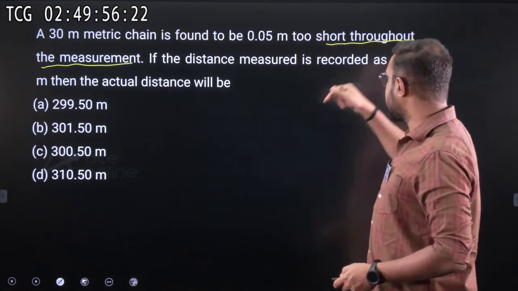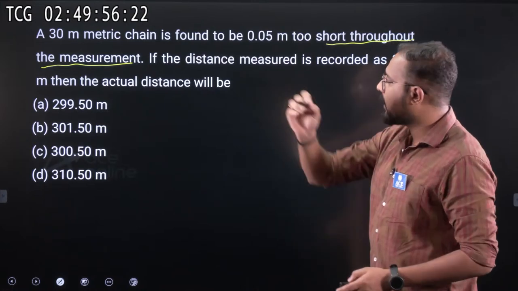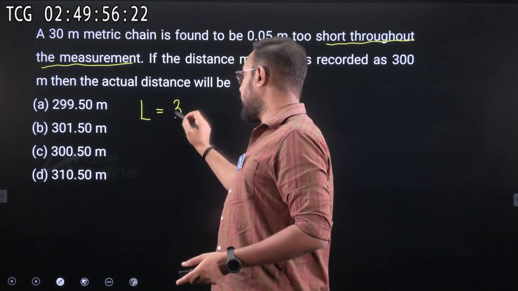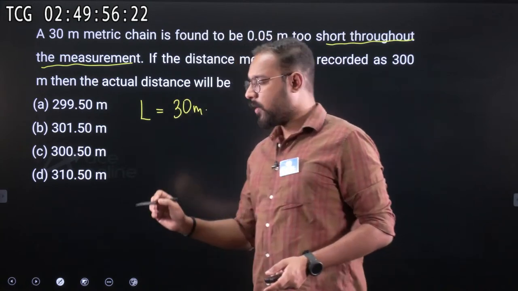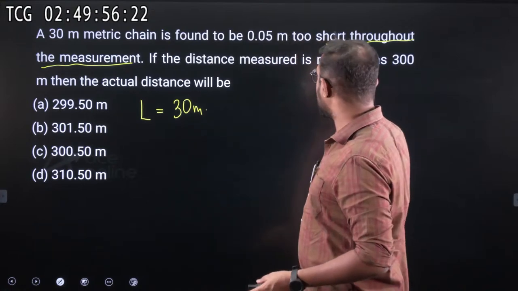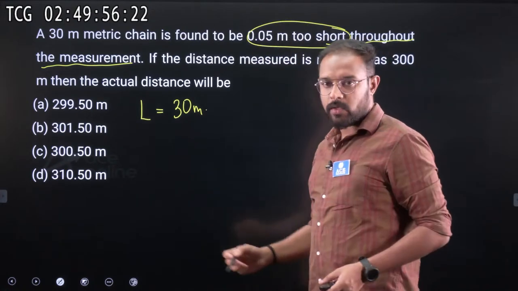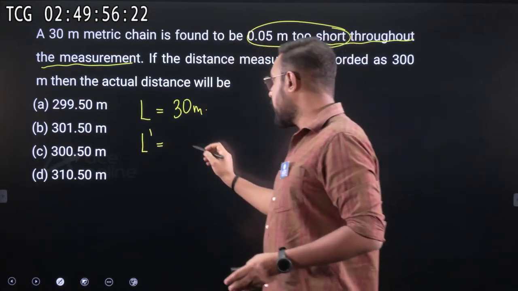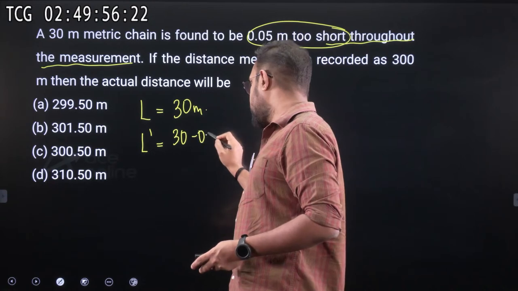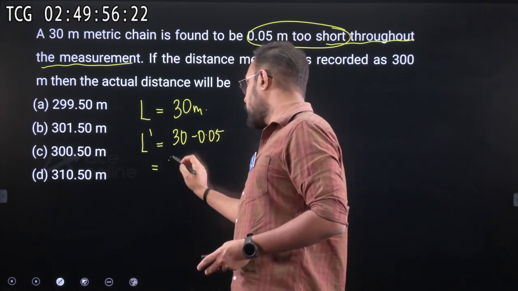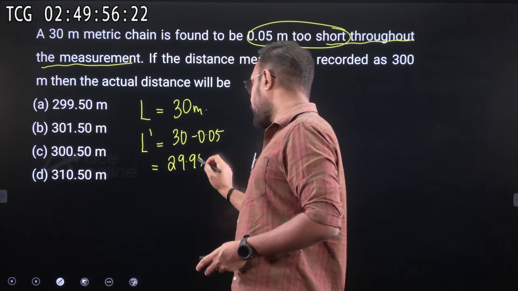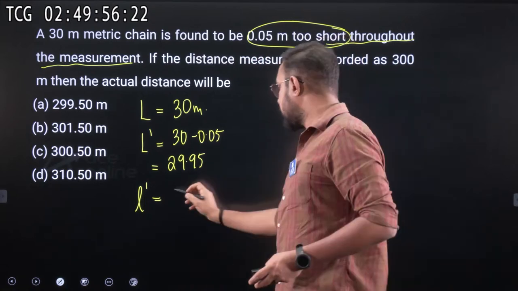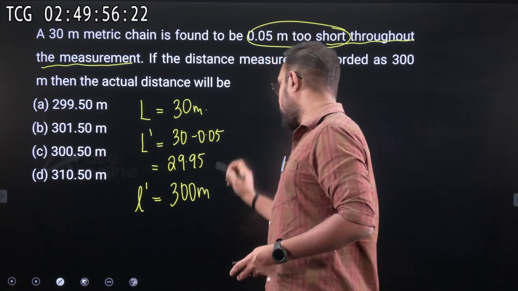If the distance measured is recorded as 300 meters, then the actual distance will be dash. So the designated chain length is 30, the chain handle is 30 meter. But the chain is not 30, the chain is 0.05 meter too short, right? So what is the L dash value, that is, what is the chain length in the field? It is 30 minus 0.05. You will get the answer as 29.95. Correct? Yes. Now our measured length is 300 meters.